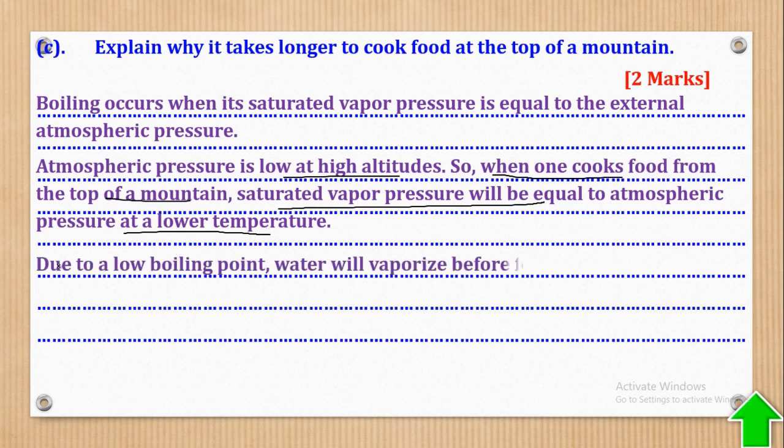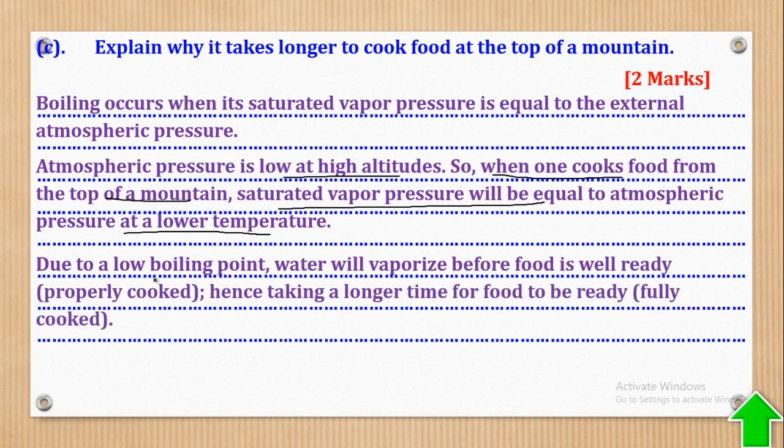And in that case, we have to say that due to a low boiling point, water will vaporize. Low boiling point because it boils at a lower temperature. So water will vaporize before food is well ready or properly cooked, hence taking a longer time for food to be ready or fully cooked. So that's how the marks can be distributed.